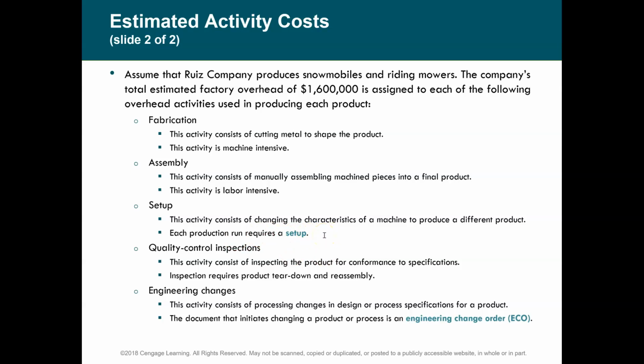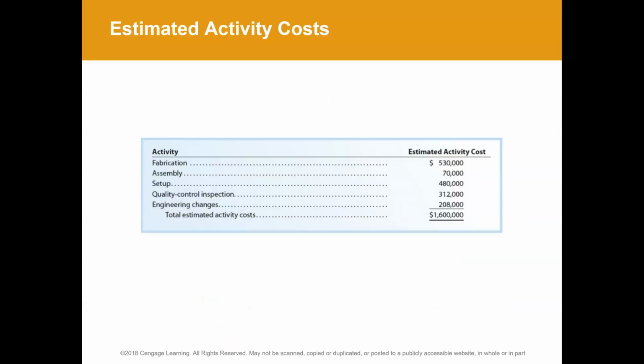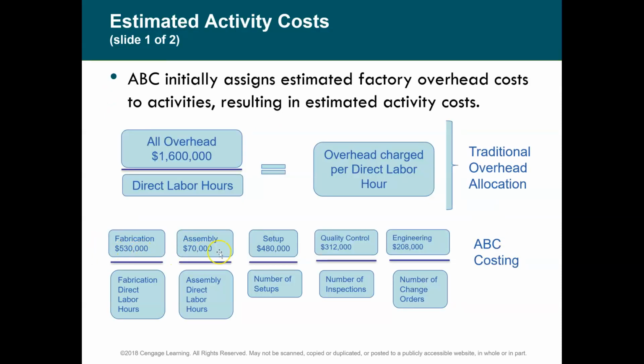Sometimes, if you run 10,000 units, the machine might only be good for like 2,000, and then you've got to reset the machine and run another 2,000, and then it gets a little bit out of whack. Quality control inspections are inspecting the product for conformance to specifications, a very important part of manufacturing. And then engineering changes, where we get changes in design or process specifications for a product. Those are the types of activities. The ones you'll see all the time are setup costs, you might see fabrication or assembly, and then quality control. Now here are the estimated activity costs, the same costs that we had before. Those are the costs per activity.